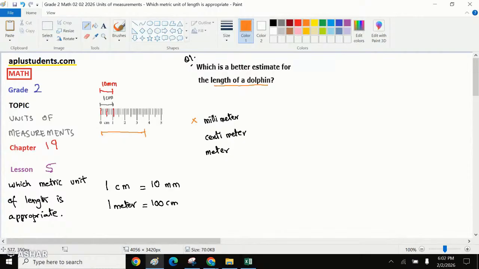So it cannot be centimeter either. So we know that a meter is the best measure for finding the size of a dolphin, right? In our given example, we can say the size of a dolphin is best measured in meters. Do we agree? Meter is a better estimate for the length of a dolphin, right? Okay, for the next question, let's see.